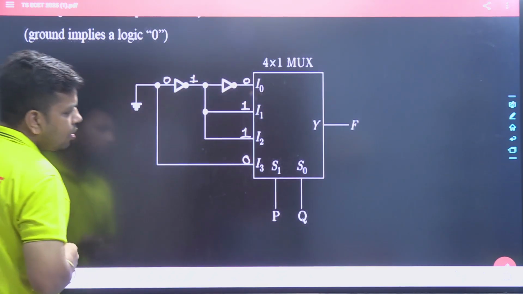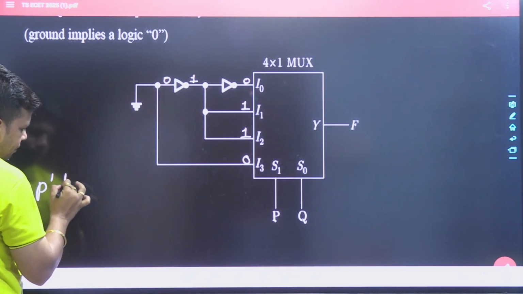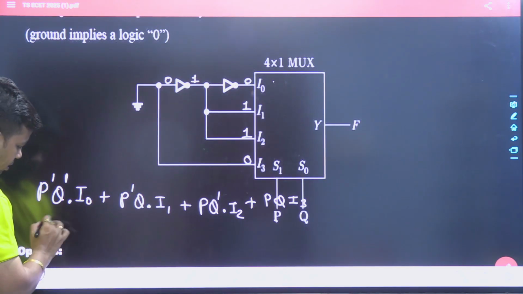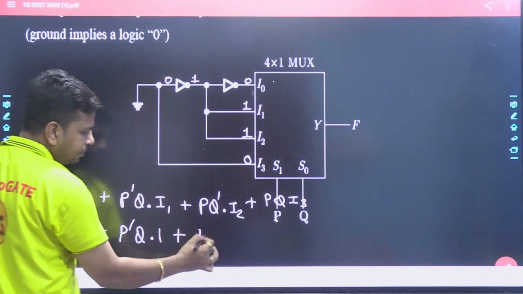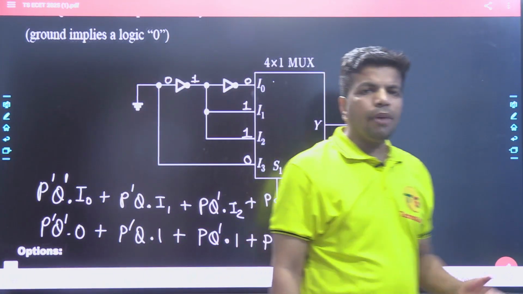Okay. So can we say that when PQ is 0, 0, meaning P bar Q bar, then it is going to select the first, I0. Then when 0, 1, P bar Q, it is going to select I1. Then 1, 0, P Q bar, it is going to select I2. Plus 1, 1, PQ, it is going to select I3. Now just put the values of I0, I1, I2, I3. This is 0. This is 1. This is 1. This is 0. Now 0 dot anything becomes 0.